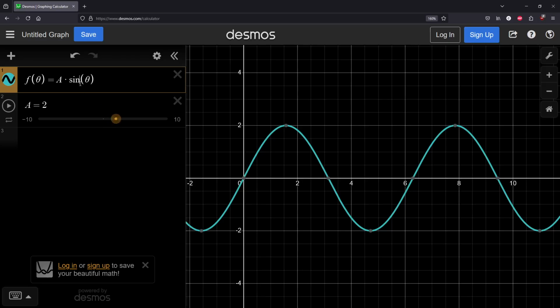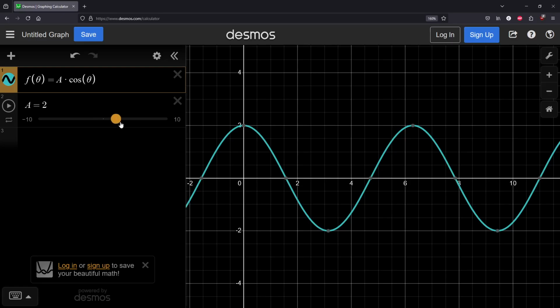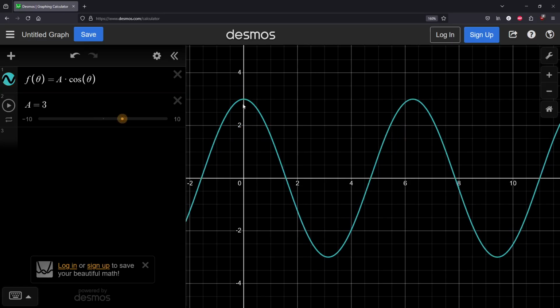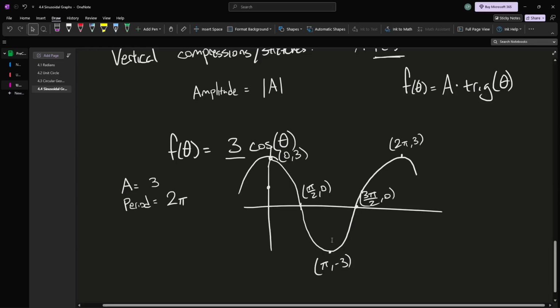And let's check to see if my points are true. Change to the cosine, change A to 3. We see I start at 3, go down to 0, -3, 0, +3. I have my 5 points, I have my graph, my curve, and I'm happy.